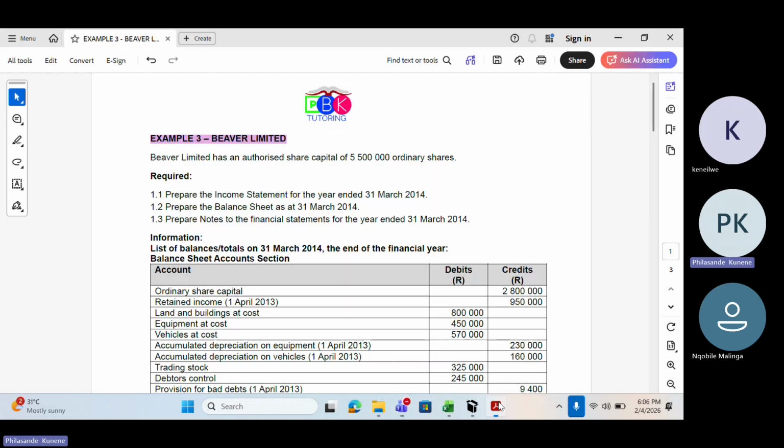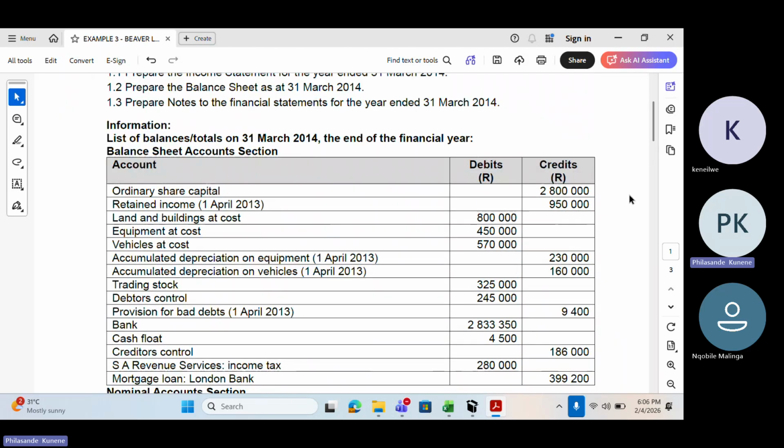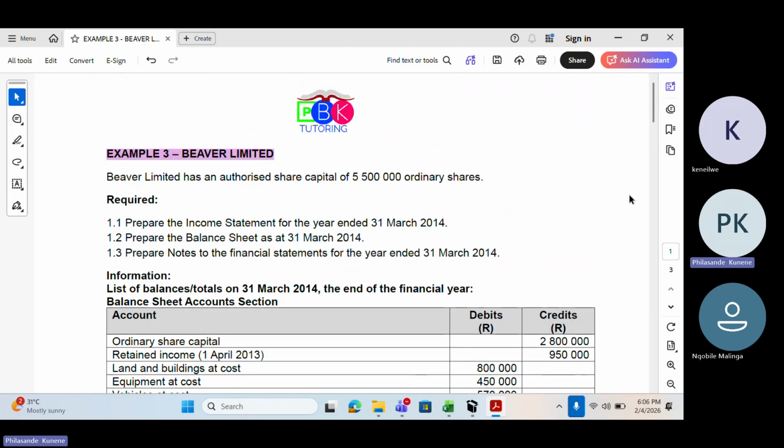Here I have my question. So we're going to do example 3. This is Beaver Limited. I will start reading from the beginning, and please guys read with me. Whatever I'm reading, you also have to read it so that you don't forget along the way. You will understand. You can follow through all the information that is provided in front of us. That is going to help us in answering the question that is provided.